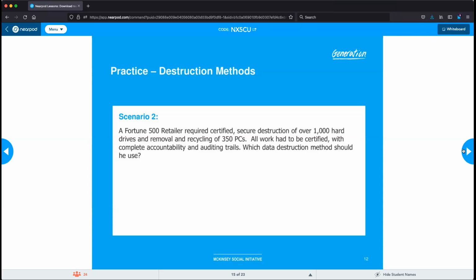Scenario 2. A Fortune 500 retailer required certified secure destruction of over 1,000 hard drives and removal and recycling of 350 personal computers. All work had to be certified with complete accountability and auditing trails. Which data destruction method should you use? That's going to be the manufacturer one, which is low level formatting, back to the factory, basically. Possibly. Right. Okay.